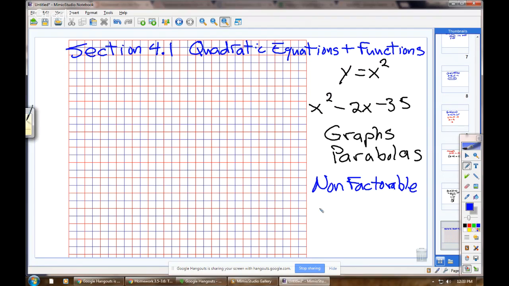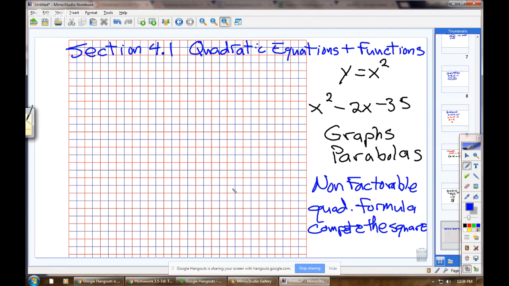If they're non-factorable, then you're going to develop a thing called the quadratic formula, which you may have seen before, and another technique called completing the square. So if an equation doesn't have a factorable quadratic, then it turns out there are ways to solve it sometimes when factoring fails. So that's completing the square and the quadratic formula.